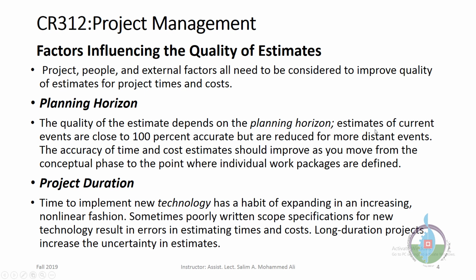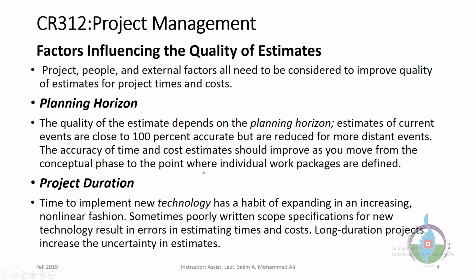Estimates of current events are close to 100% accurate, but are reduced for more distant events. At the beginning of the project, you may consider that your estimates are 100%, but as you go with the project work, this may vary. The accuracy of time and cost estimates should improve as you move from the conceptual phase to the point where individual work packages are defined.